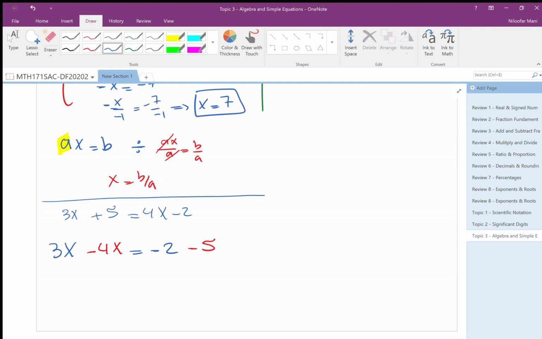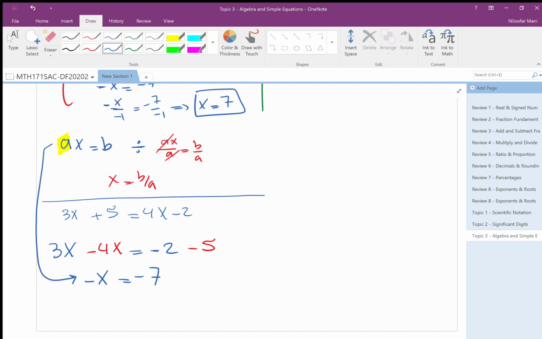Okay, so now what happened? I have 3x and minus 4x. They are like terms. Perfect. This is what I want. So it's minus x equal minus 7. Now that you reach this, divide both sides by the number beside x, because the number beside x is bothering you. You don't want to see that. You want to see x alone. So divide both sides by minus 1.